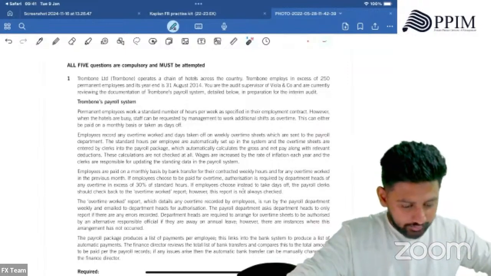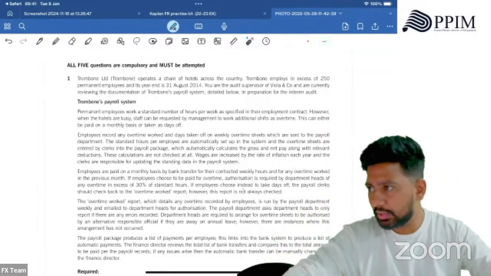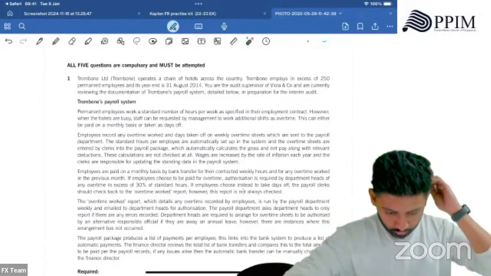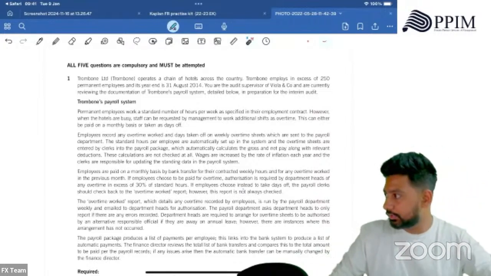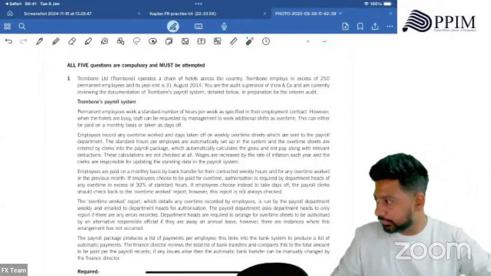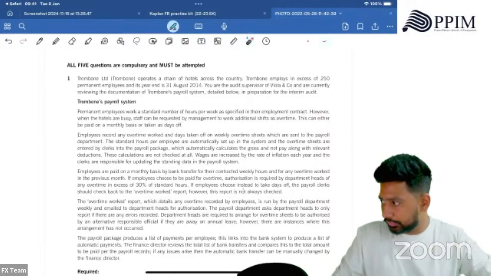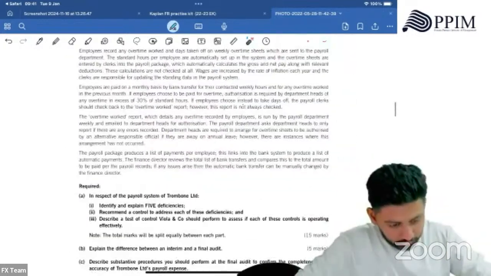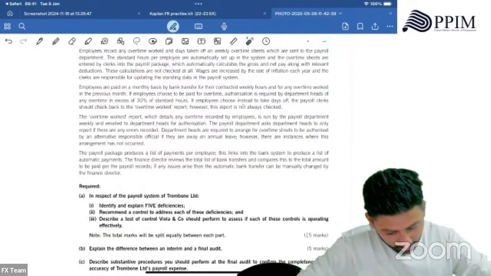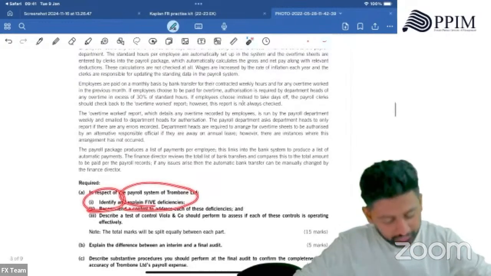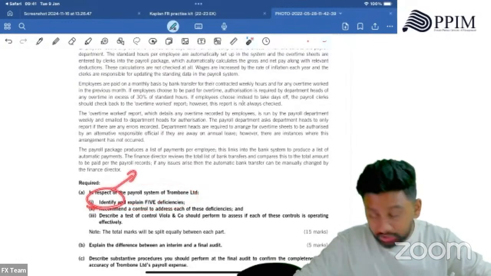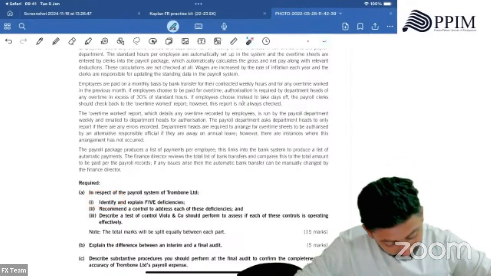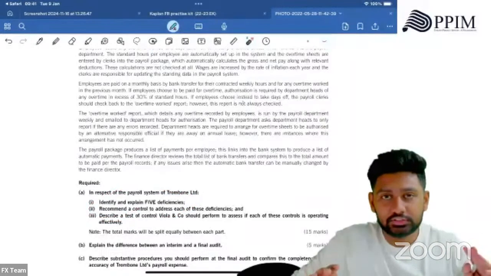Guys, I will keep it very, very simple. I'm going to keep it very efficient. And I'm going to tell you how to answer in your real ACCA exam. Teresa, superb. You give me some answers. Now, let's go to the requirement. Always the requirement. Requirement says identify and explain. Identification comes from the scenario. Explanation has to come from you. Recommend a control to address the weakness.